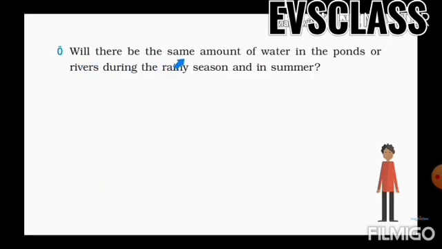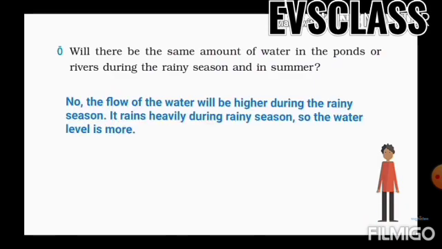Understood, students? Will there be the same amount of water in the ponds or rivers during the rainy season and in summer? What do you think, students? No, the flow of water will be higher during the rainy season. Understood, students? It rains heavily during the rainy season, so the water level is more.